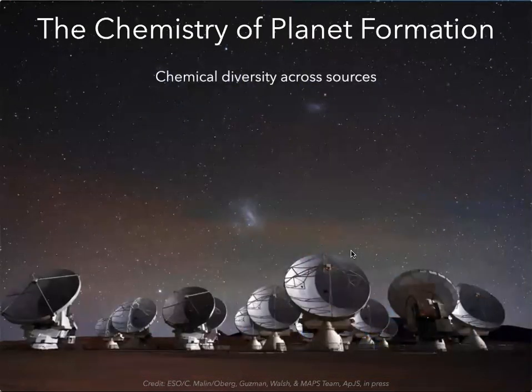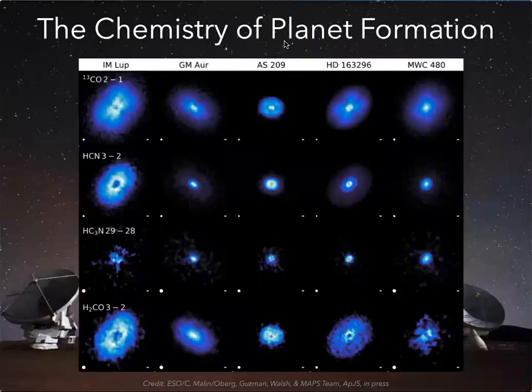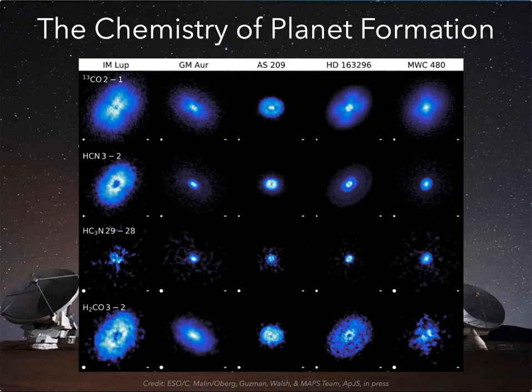Just to give you an idea as well of the kind of chemical diversity that we see across sources. So here we have our 5 disks going from IM-Loop, which is the youngest and lowest mass, up to MWC 480, which is the oldest and the highest mass. And then we have 4 different molecular tracers. We have 13CO, hydrogen cyanide, HC3N, and then formaldehyde, H2CO. And again, you see that not only does a single disk look very different in the different molecular tracers, the disks themselves all look different from each other.